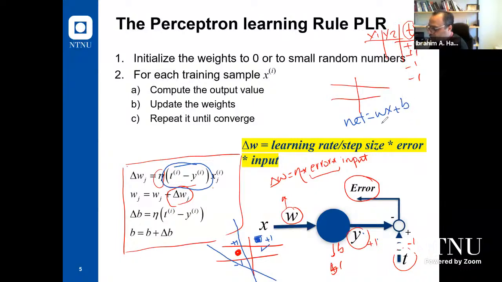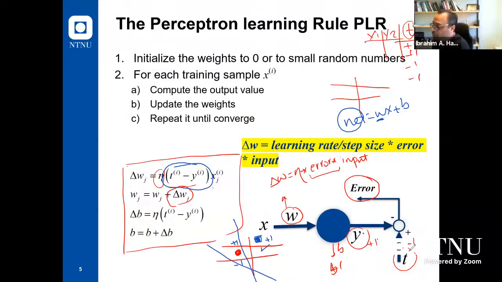So you initialize first the weights. I initialize the weights and the bias with some values. I will substitute x here and I will calculate the output. When you have net, you will apply this net to the activation function. So your output will be plus one or negative one. And after that, you will calculate the error, which is the difference between t and y.